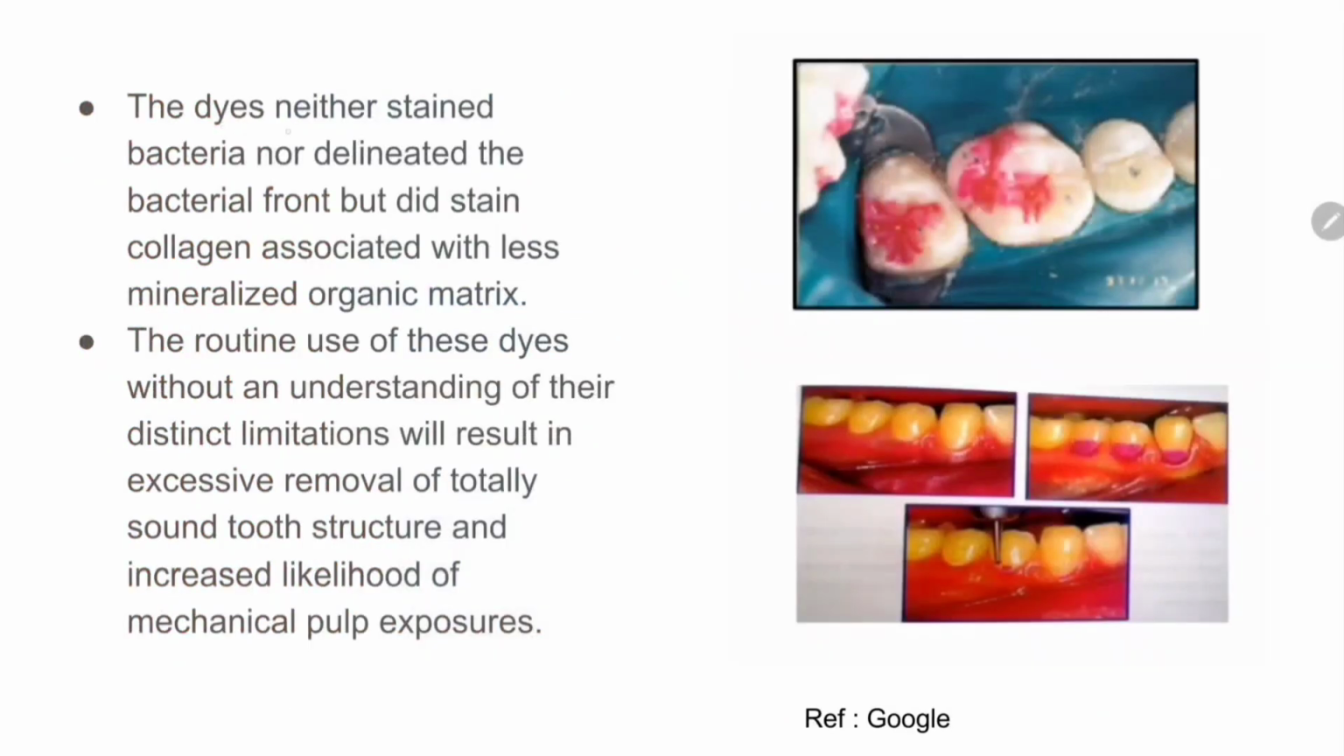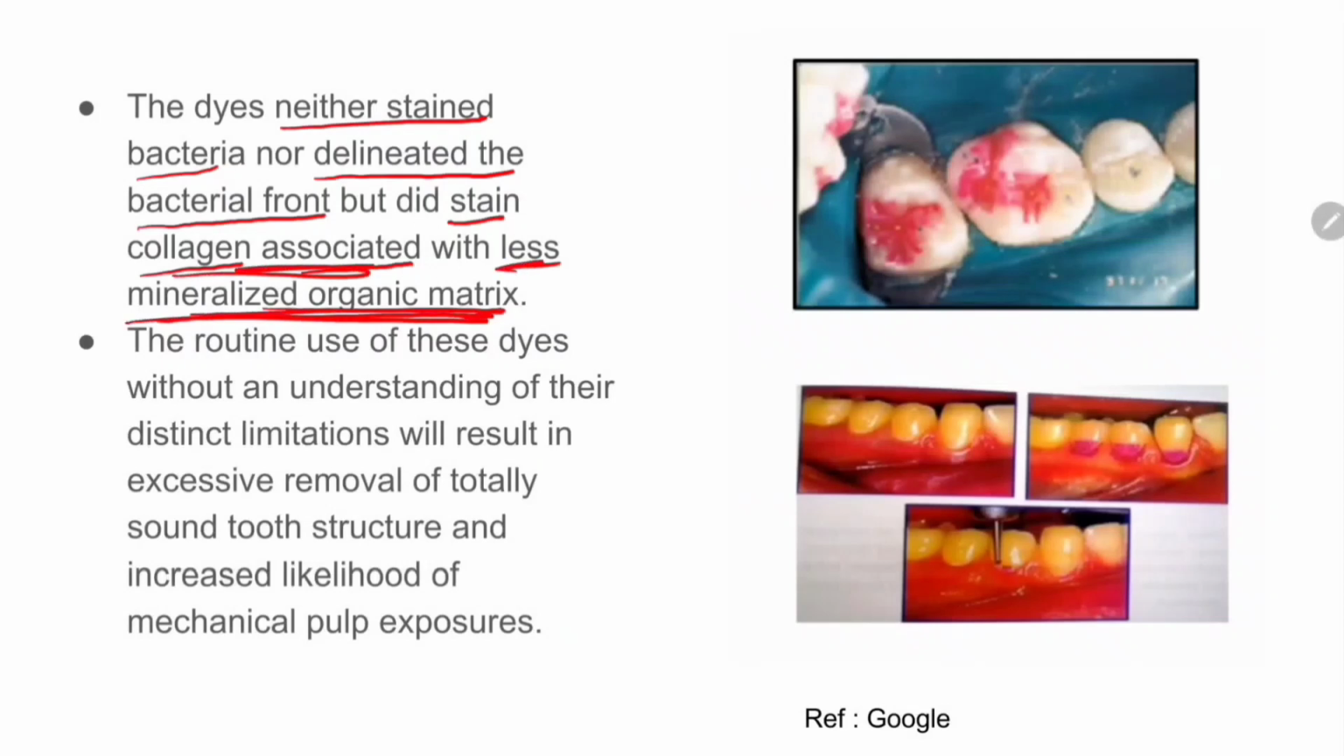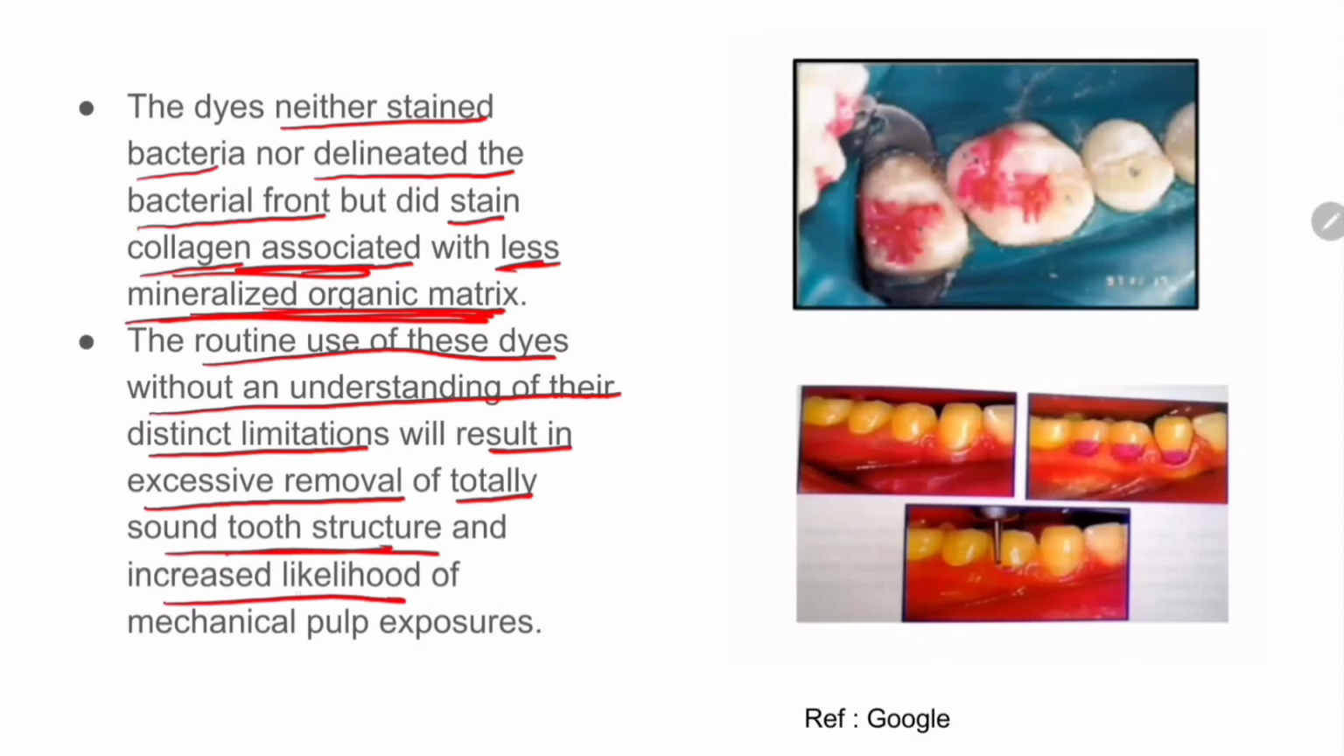Now moving to next, these dyes neither stain bacteria nor delineate the bacterial front, but do stain collagen associated with less mineralized organic matrix. So these dyes are just staining the collagen which is associated with less mineralized organic matrix. So we can find, yes, this is the area where caries is actually present. The routine use of these dyes without an understanding of their distinct limitations will result in excessive removal of totally sound tooth structure and increased likelihood of mechanical pulp exposure.